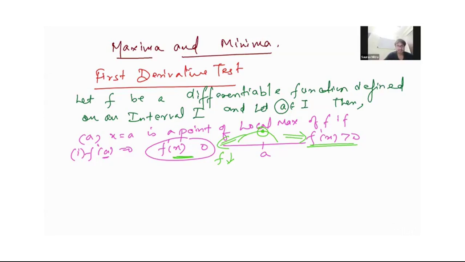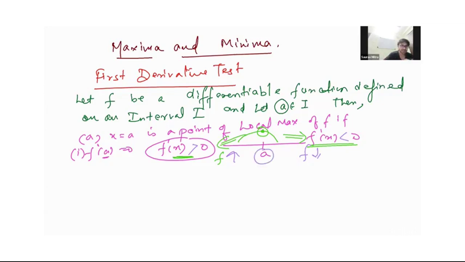Your function is increasing here, and on this side your function is decreasing. Your function is decreasing here, and increasing here. Clearly we can see that our function is increasing here and decreasing here. At this point, the maximum or the peak point will be your point of maximum.